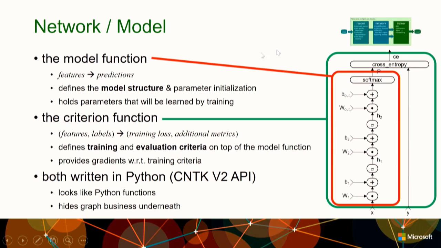The green box here is what we call the criterion function, okay, which takes features and labels, and we measure the training loss. The loss is the difference between your predicted labels and the labels provided by your training data. So where you provide a picture and there's a cat, dog, or duck label to it, that's the label provided by you, the human, or the training data in this case. You compare it against the prediction of this model, P, and you compute the loss, and you try to minimize the loss. So this function defines the training and evaluation criteria, and it computes the gradients with respect to the training criteria.